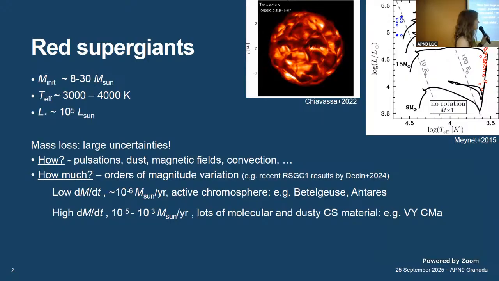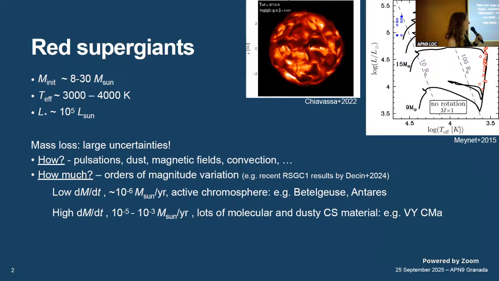So there's still plenty of questions about how they lose mass. There are pulsations, there is a lot of dust, whether those drive it, not sure. There are magnetic fields, there's plenty of large scale convection on the surface, and we don't really know what the balance is there. However, I will not be focusing on the launching mechanism.